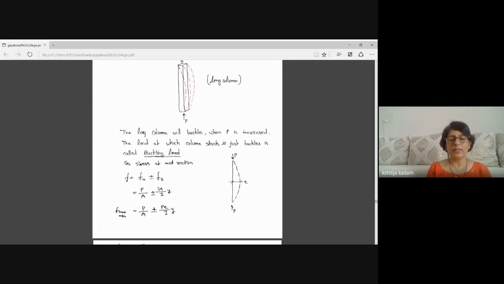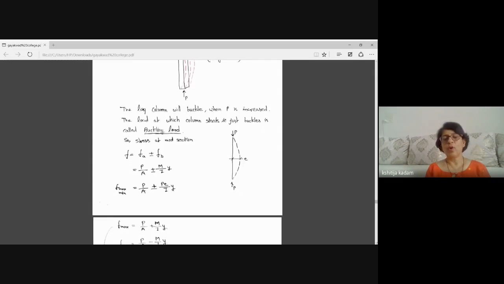And how much will the moment in the bending be? The moment in the bending will be P into e. I am finding the stress at the middle of the section. The section is here. Initially it was a vertical column, but because of buckling, the section has moved. So on the central section, the eccentricity is e, so the moment is P into e.